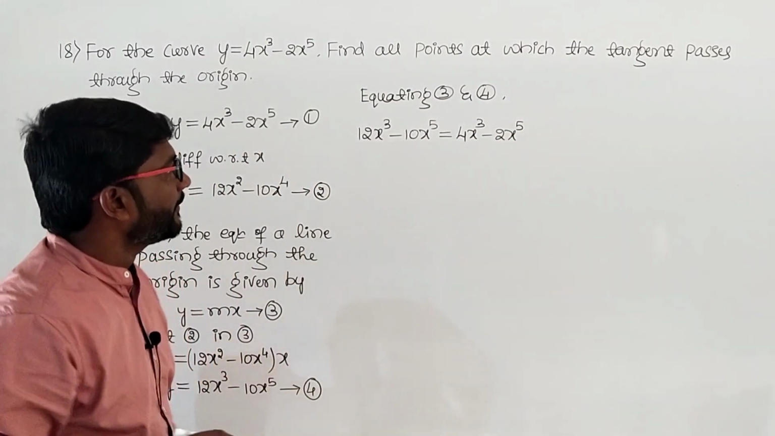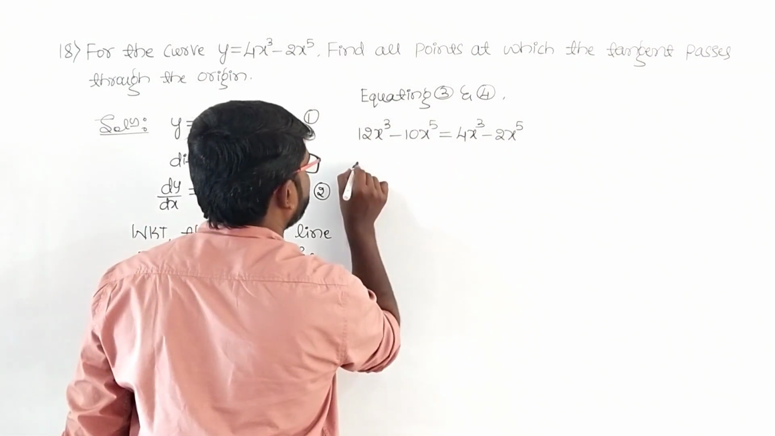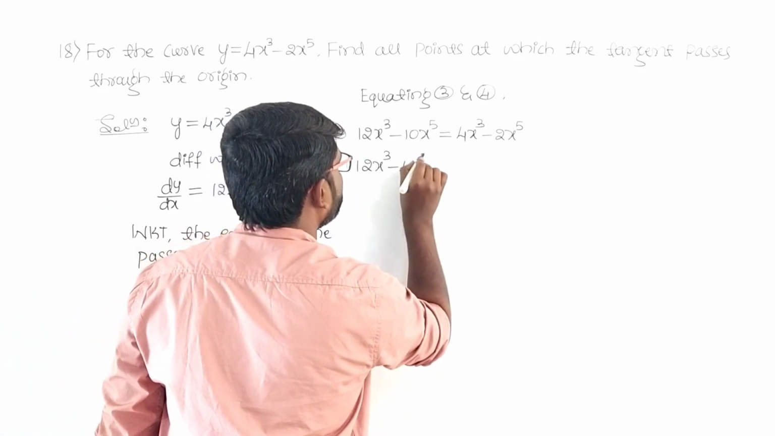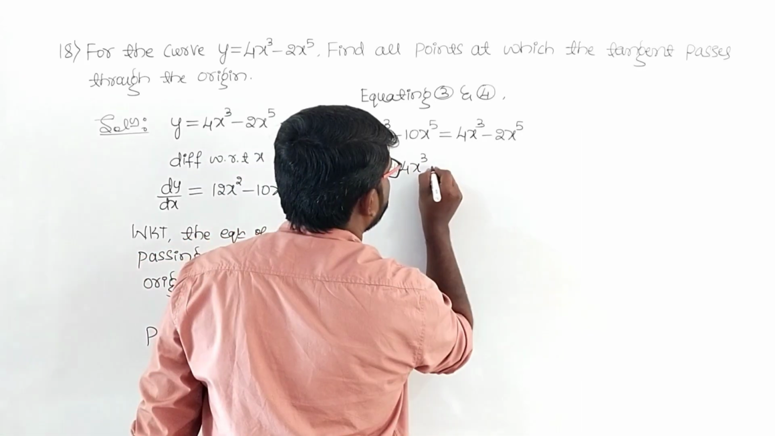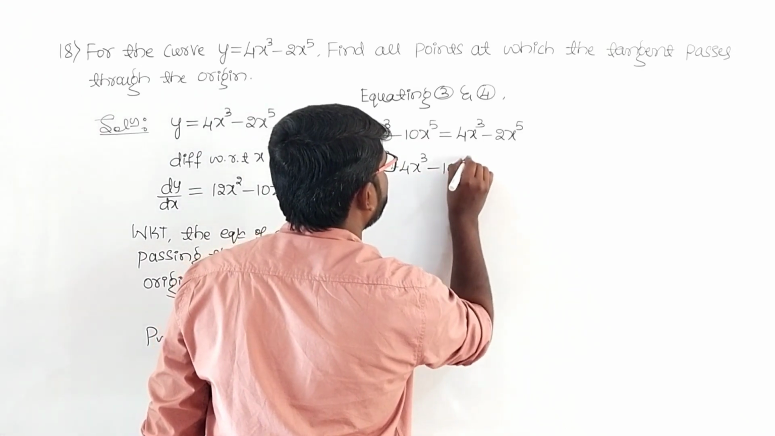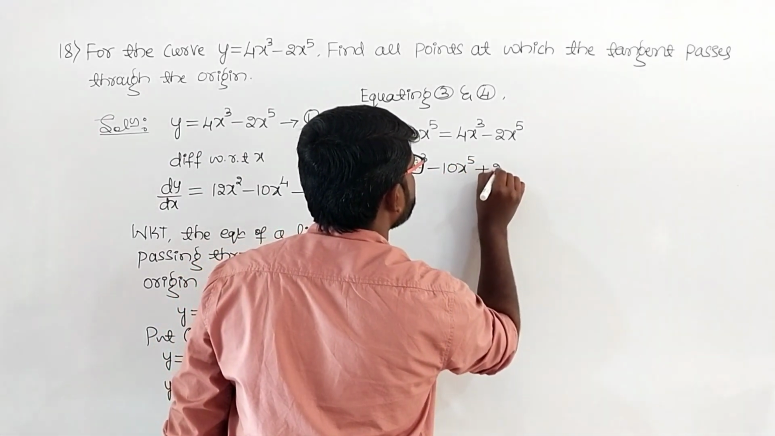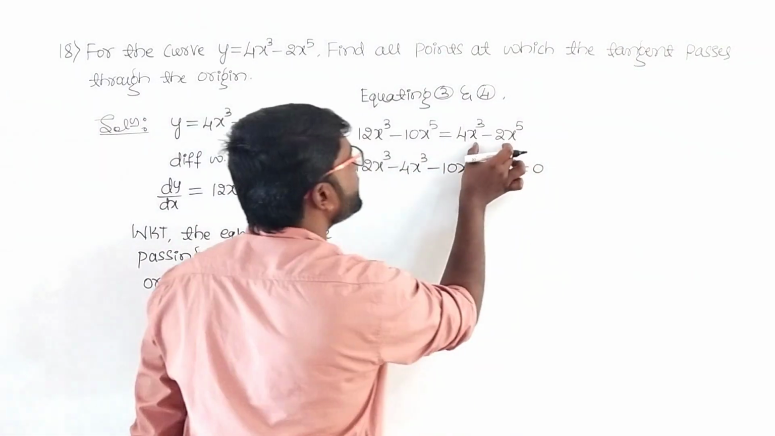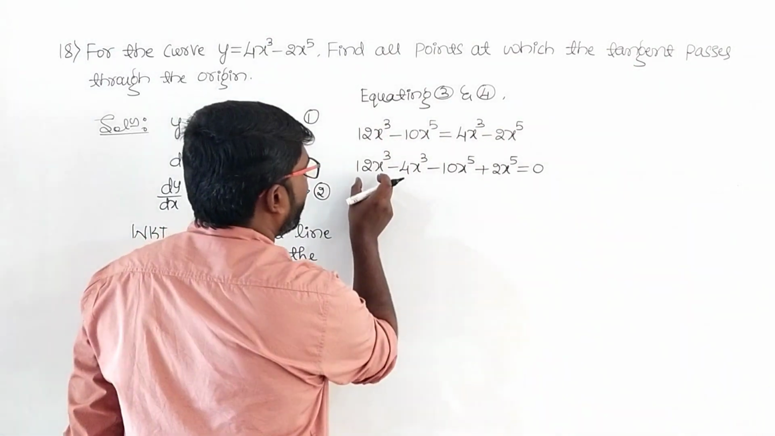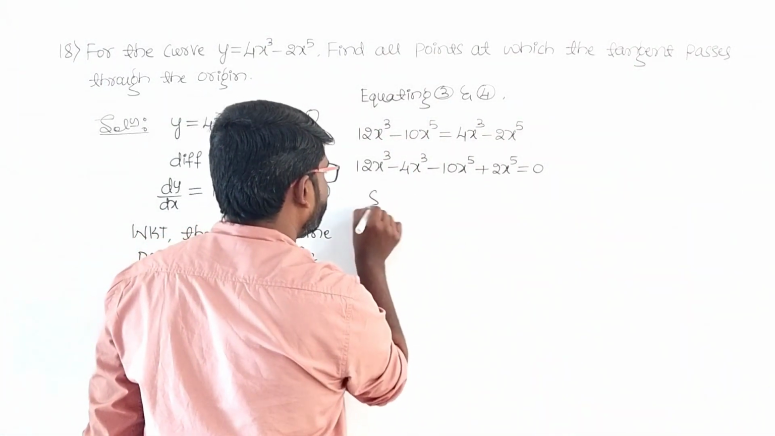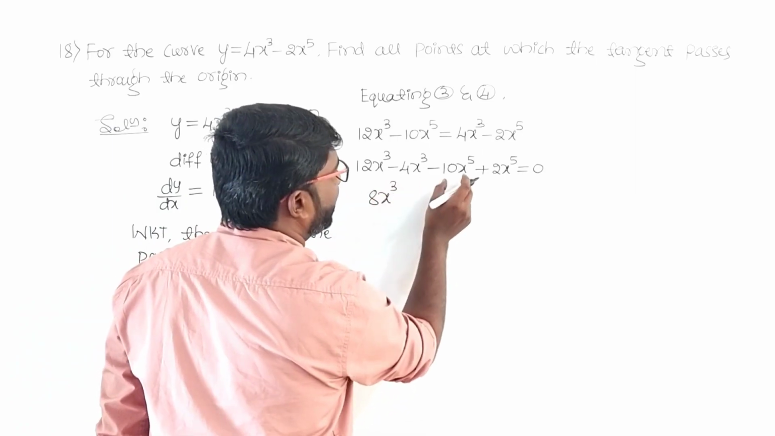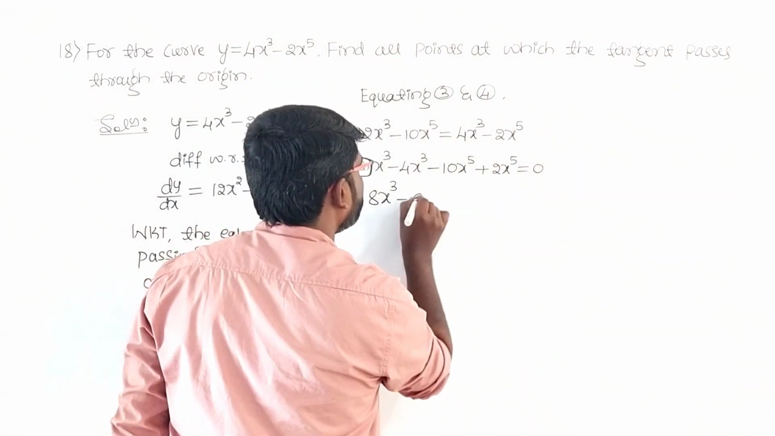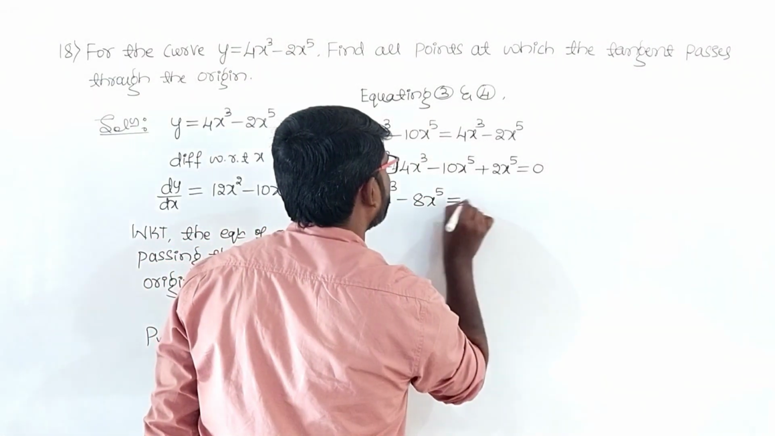Let us simplify this now. Take this term to the left hand side. You get 12x cube minus 4x cube, and then minus 10x to the power 5, which becomes plus 2x to the power 5, equals 0. Now 12x cube minus 4x cube will be 8x cube, and minus 10x to the power 5 plus 2x to the power 5 will be minus 8x to the power 5, which equals 0.